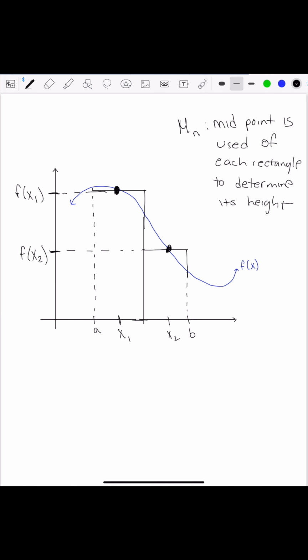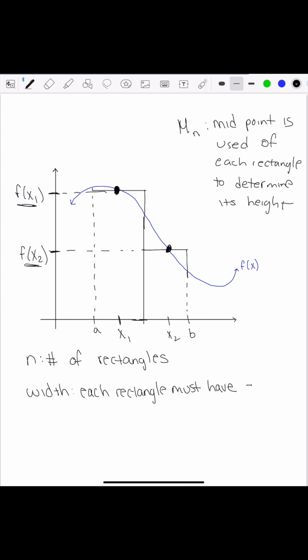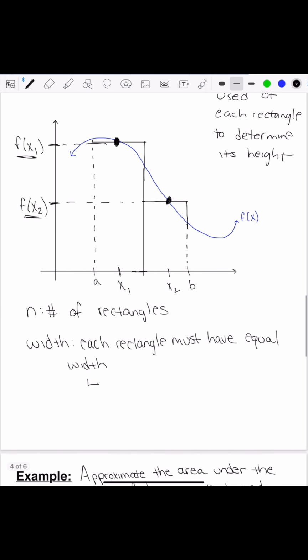What about the width? Remember, n is the number of rectangles, and we actually want the width to be equal for each rectangle. That's going to make our life easier, because the heights are already changing depending on which rectangle you are. So let's at least be consistent with the width. Each rectangle must have equal width. And so we have a formula.